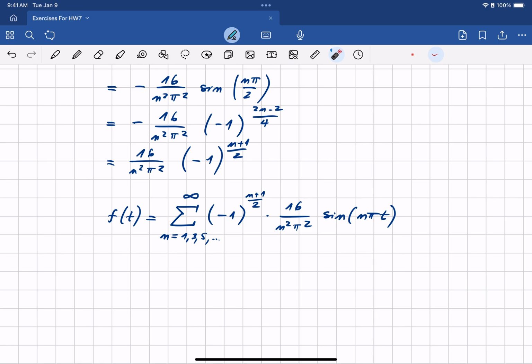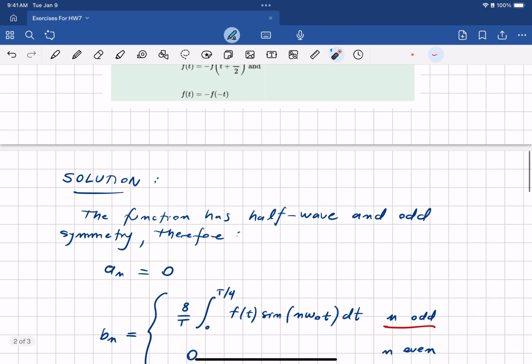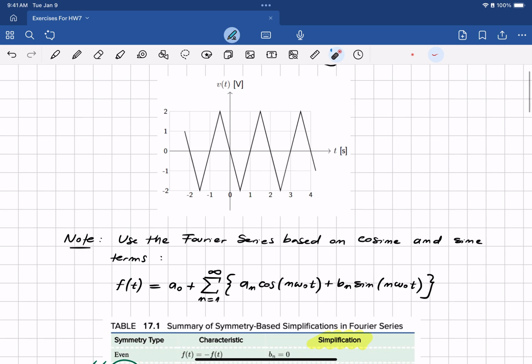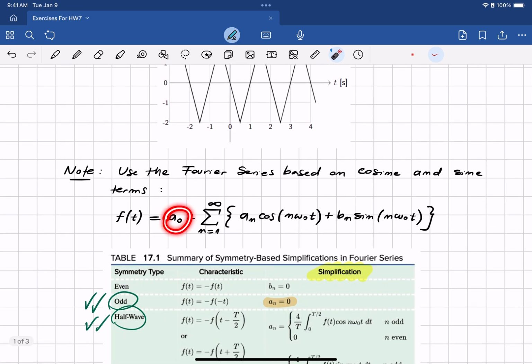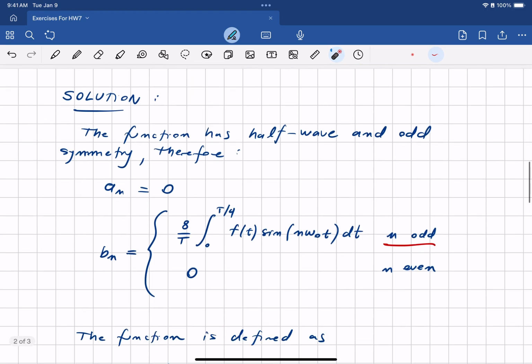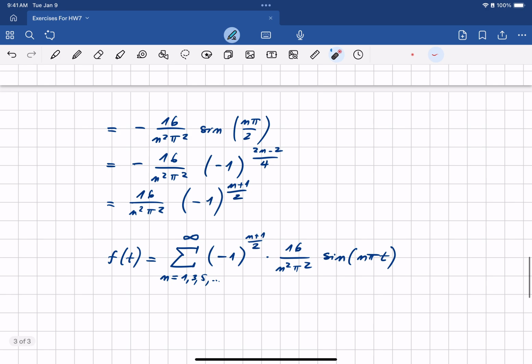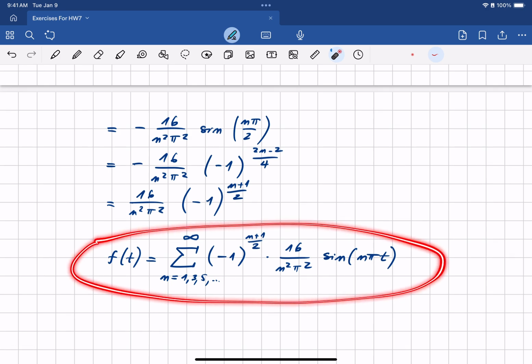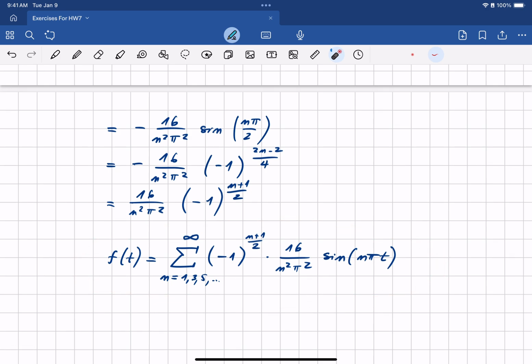An is 0. So let me go back to the beginning here. A naught is 0 because of the odd symmetry. An is 0 because of the odd symmetry. And Bn is defined only for odd numbers of n because of the halfway symmetry. So this is 0, this is 0, and we get only this portion. So that's pretty much this problem, and what we're going to do on the next video is verify this solution using MATLAB. So see you on the other side.